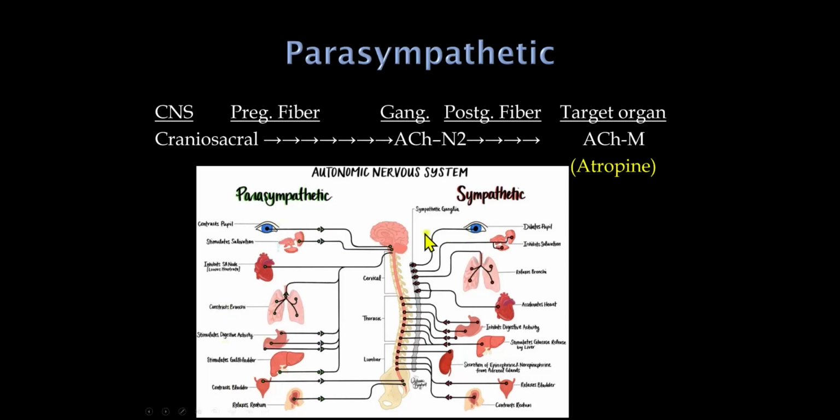It doesn't dilate your pupil, it constricts your pupil. It stimulates everything that has to do with digestion, including the salivary glands. It doesn't accelerate your heart rate, it slows your heart rate down. It constricts the bronchi. It stimulates peristalsis, and it's important for urination and defecation by contracting the bladder and relaxing the rectum.